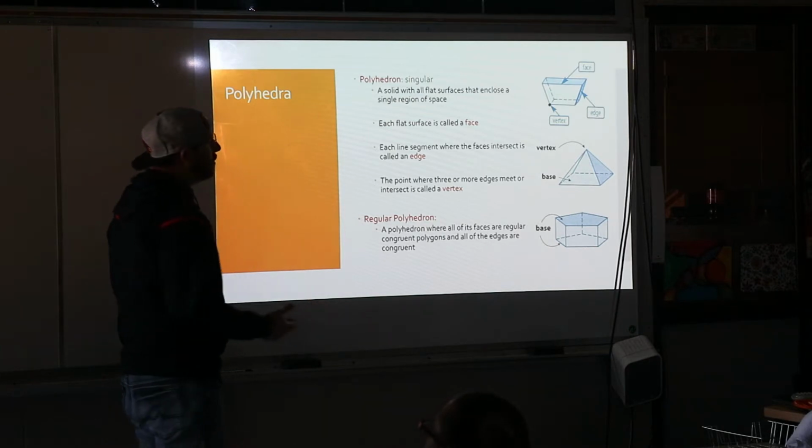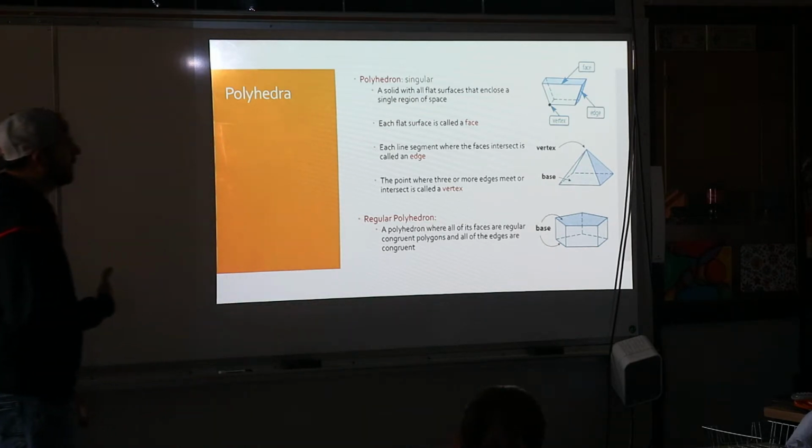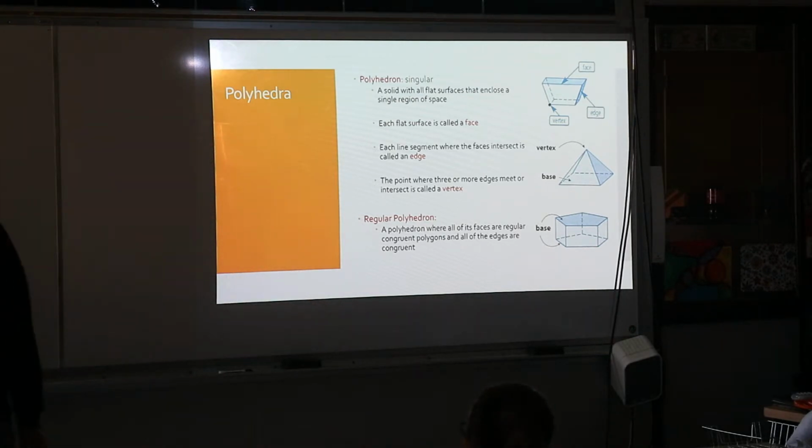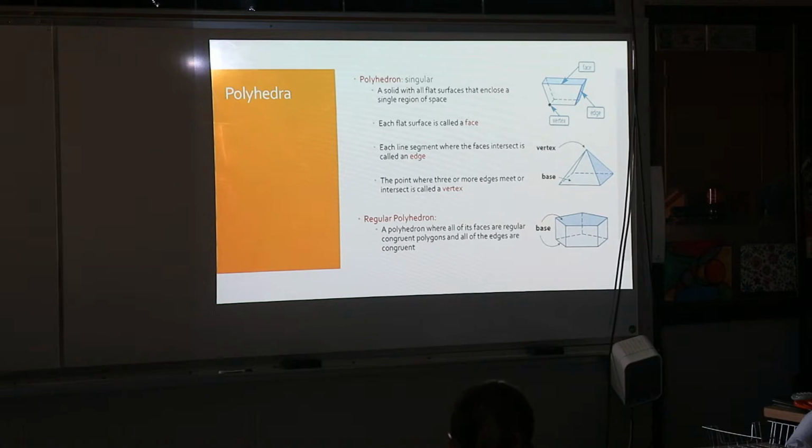So the base is the important thing. That's why I bring it up. The book doesn't really do a nice job of explaining that. That's how we name the object, it's what it sits on. And I'll explain the prism idea here in a second. That's the next slide.